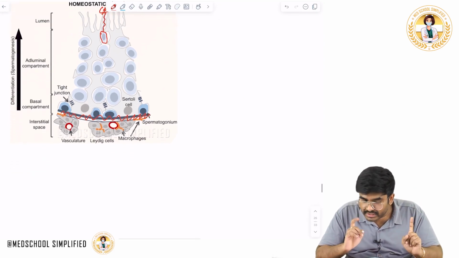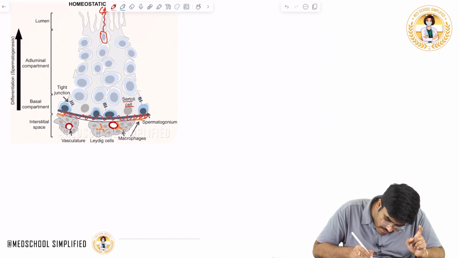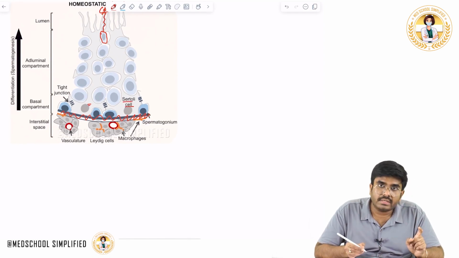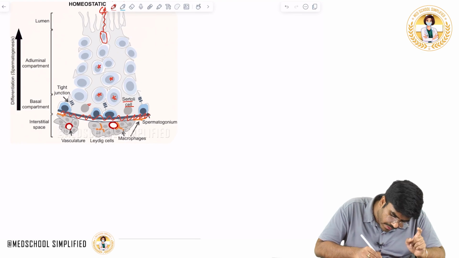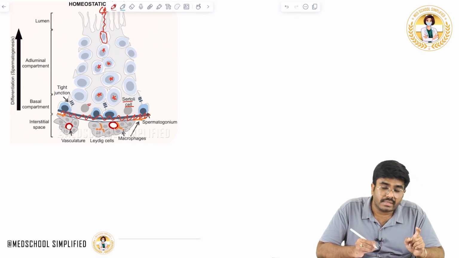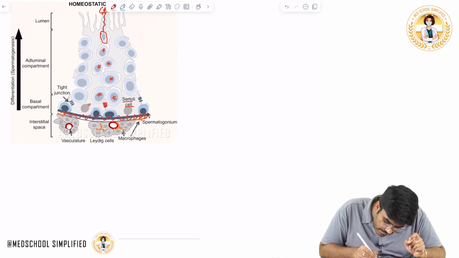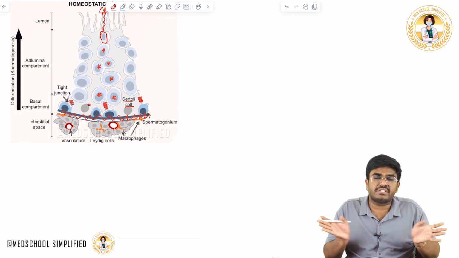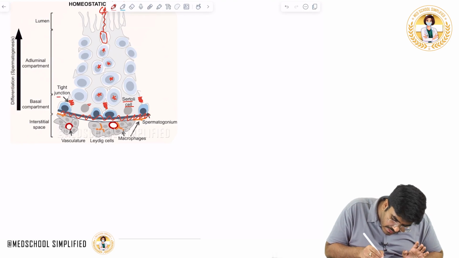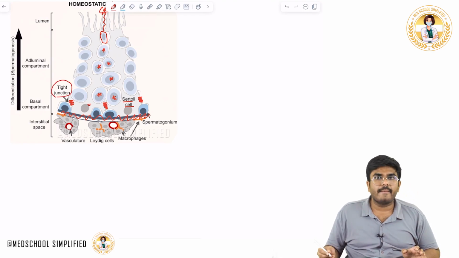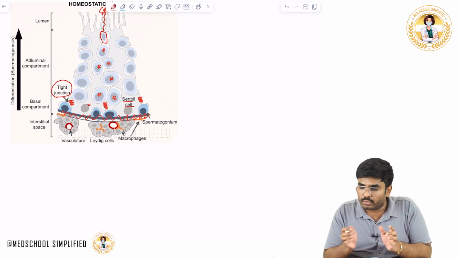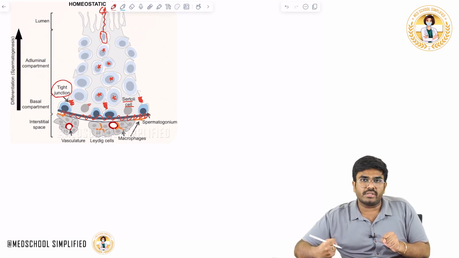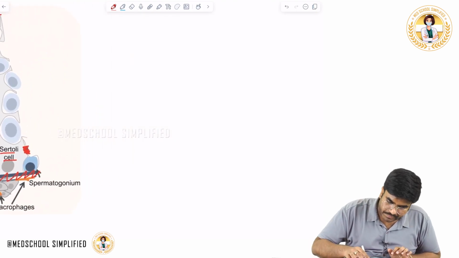Now, look at the Sertoli cells. Here is one Sertoli cell, here is the other Sertoli cell. In between them you have the spermatogonia, spermatocyte, all this. But between one Sertoli cell and another, they have these extensions, and in between these extensions there is a tight junction present. So the point I want you to know is that one Sertoli cell is going to tightly bind with the other Sertoli cells.